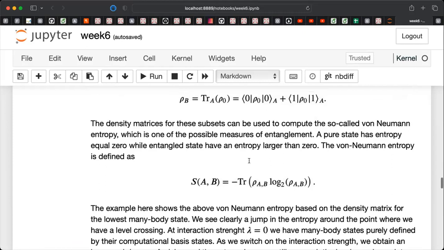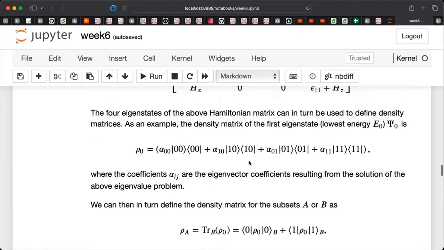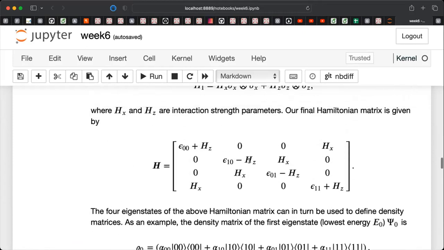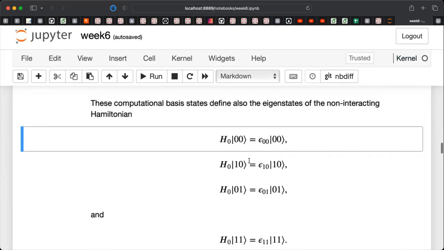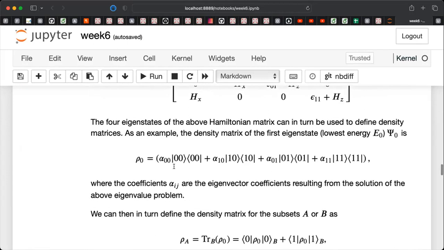So a level crossing means that the character of the ground state which we have, this specific state which we have chosen, switches character from being dominated by, let's say, 0, 0, to being dominated by one of these other states. And in quantum mechanics, this is often called a level crossing.